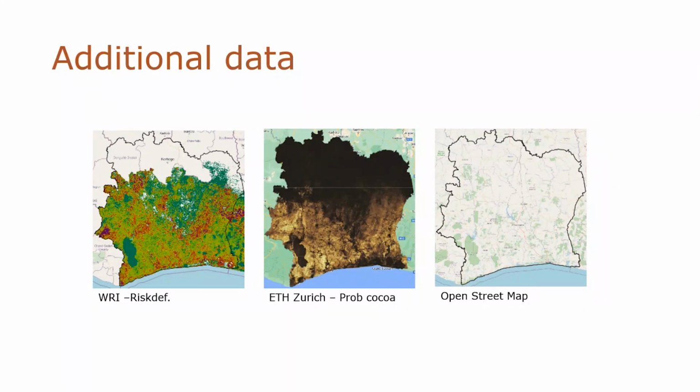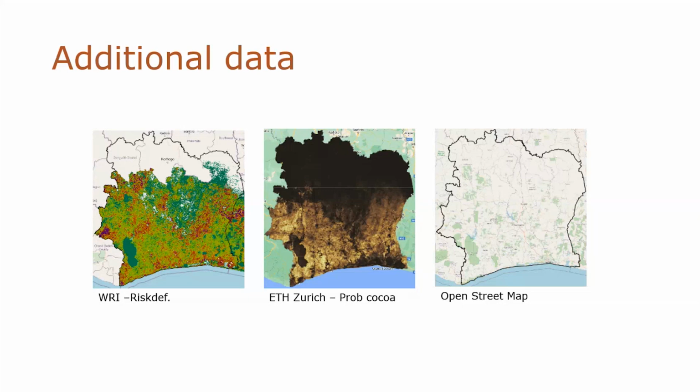ETH Zurich has a map of the probability of cocoa that can be there. And for any other information that can give you topography, additional points, some mapping in general, there exists OpenStreetMap. So it's something that can give you a general idea.